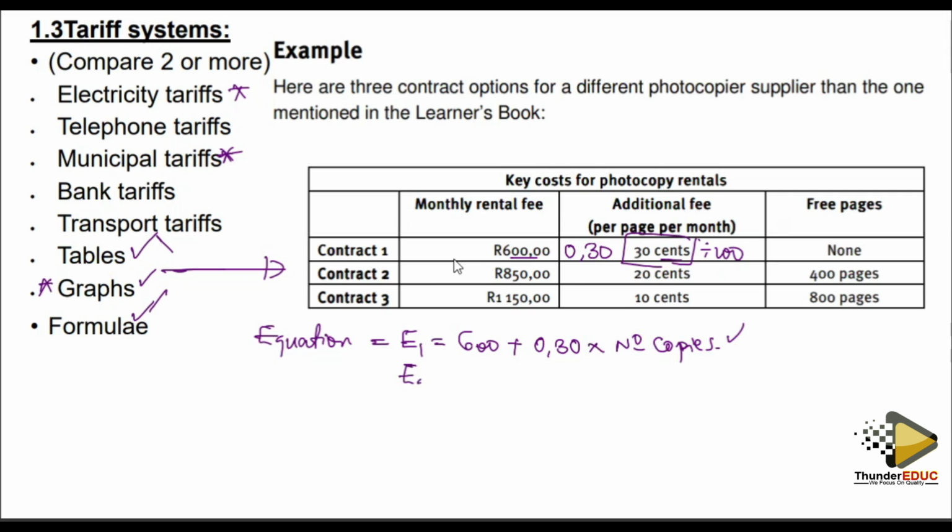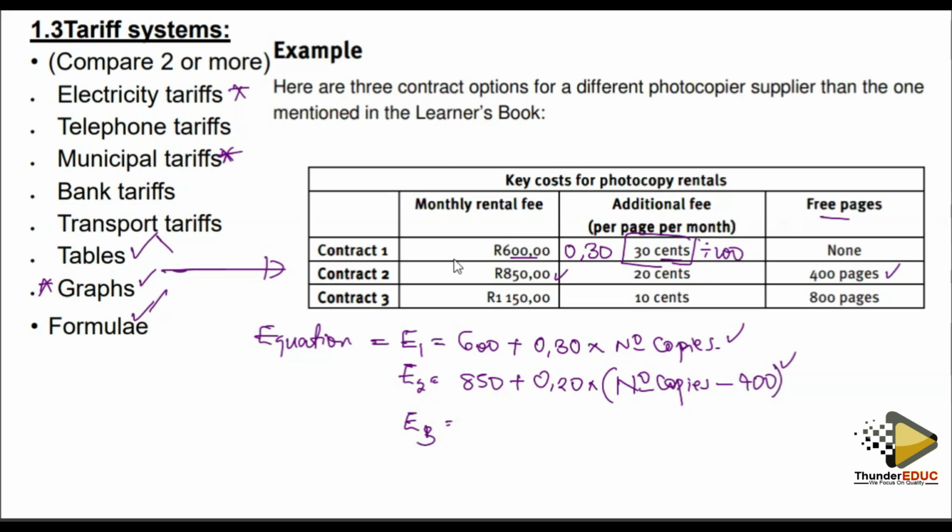Let's look at contract 2. Contract 2 has a fixed amount of 850. You pay this every month. Once you've paid this, you get 400 pages free of charge. This simply means you start paying after you've exceeded the 400 pages in a month. So how much is each extra? We shall say 20 cents times, put here the brackets, the number of copies made, but we need to remove the free ones, which is 400 pages. This is the equation for contract 2.